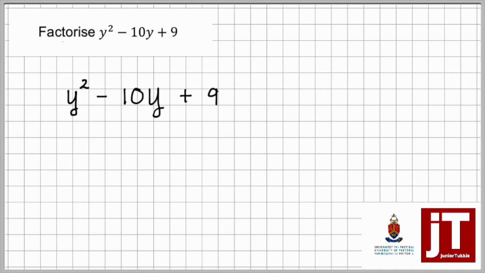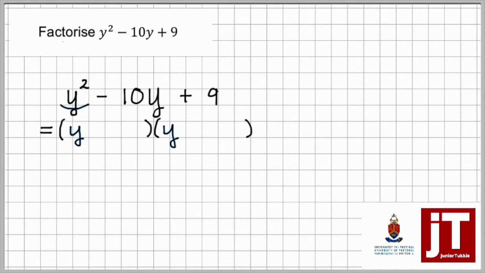Now we do not have any highest common factor here, and we do have a trinomial, so we can start off by writing out the two sets of brackets. The first term in this expression is y squared. And how do we get y squared? We get y squared by saying y multiplied by y. And therefore, the first term in each set of these brackets is y.